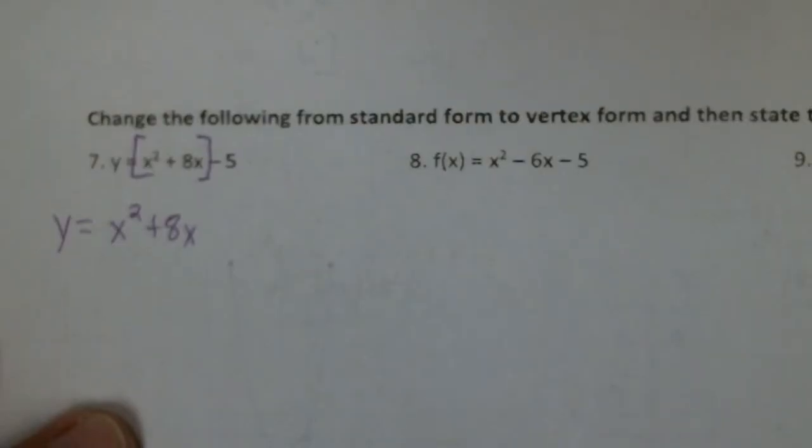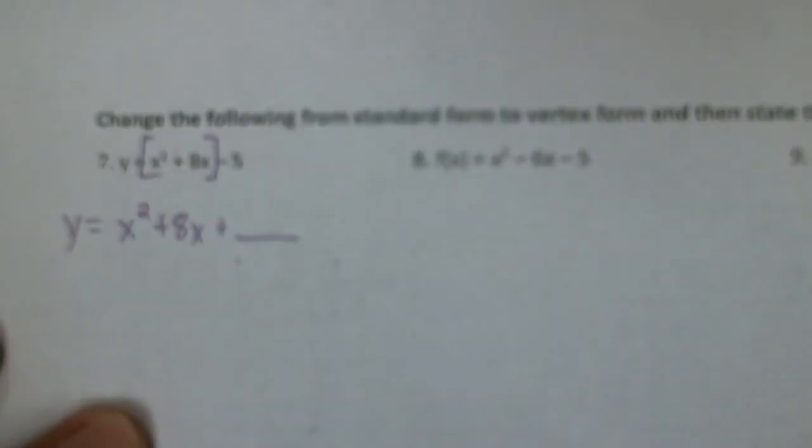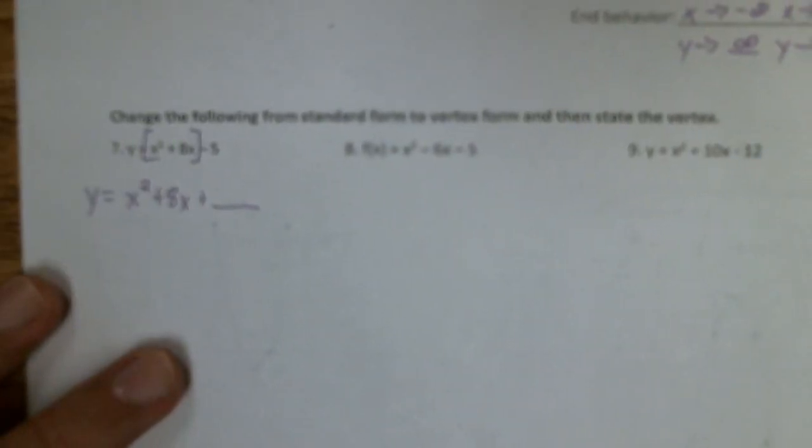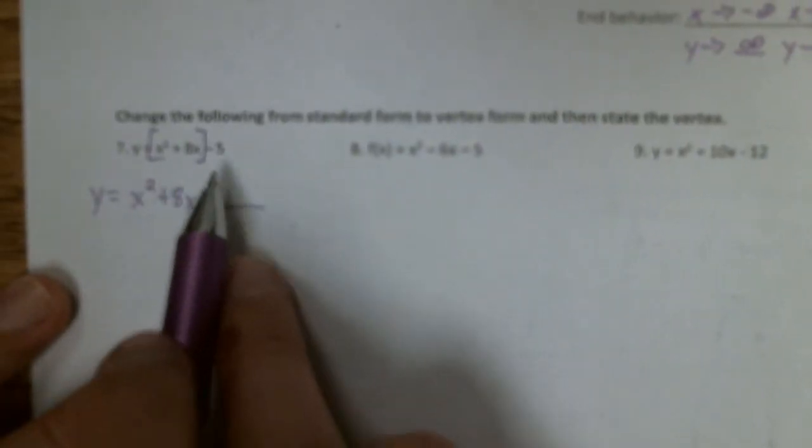Now here's where I'm going to complete the square. So I got my plus blank. That's a little fuzzy. Zoom back out a bit. I may be zoomed in too close for it to not be fuzzy. Then I've got my minus 5, and then I've got another blank.